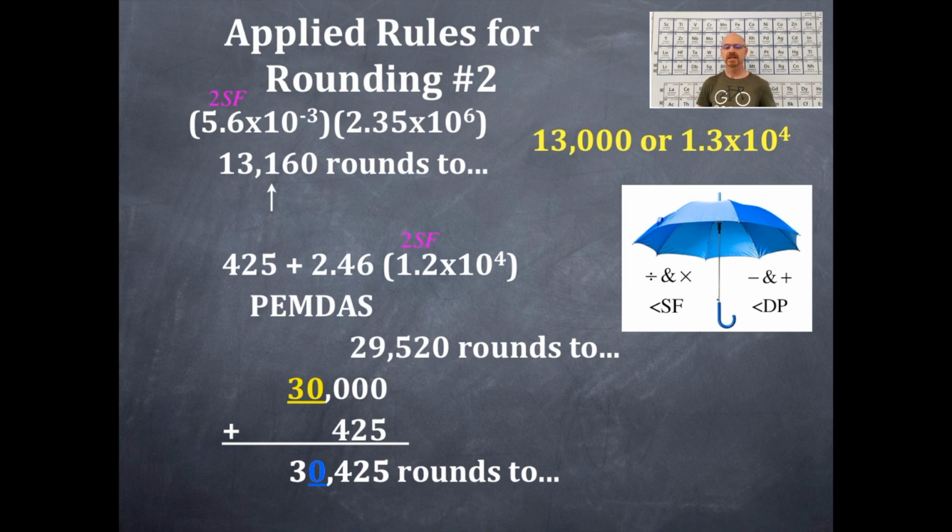Even though it doesn't look like it in the yellow 30,000, it is actually significant. That zero is. Okay? Because of the product of the 2.46 and the 1.2 times 10 to the 4. Okay, so I'm going to round this 30,425 with this number, which is that 4, to 30,000. And I cannot have 30,000 without exponential notation. Okay, so I have to have two significant figures, and I have to use exponential notation. So that is 3.0, that's two significant figures, times 10 to the 4. Okay, hopefully that worked out well for you.